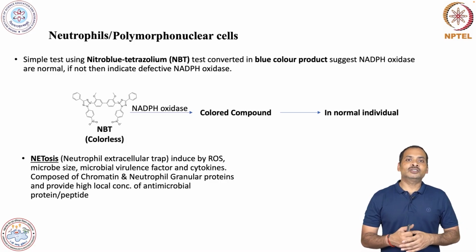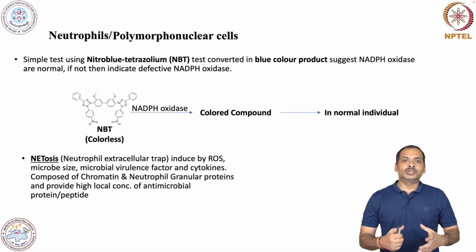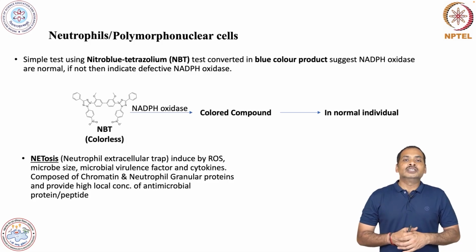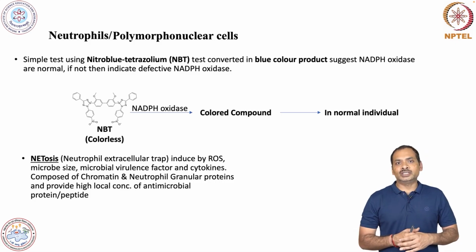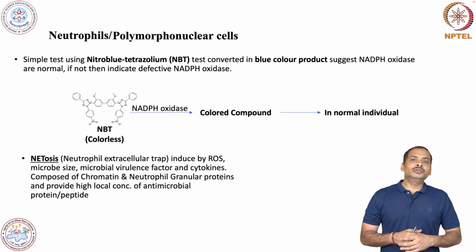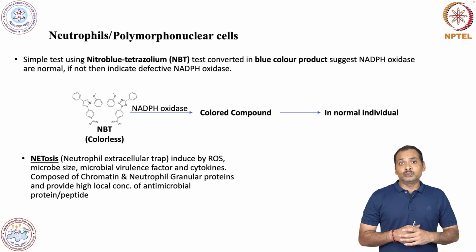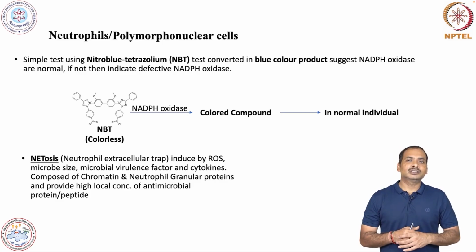So, NADPH oxidase is very pivotal and very key for the function of neutrophil or any phagocytic activity. So, there is one very simple experiment by which we can show whether NADPH oxidase is functional or not. So, we use one very simple reagent. It's a colorless reagent which we call nitro blue tetrazolium, and this test we call the NBT test, okay, or NBT.